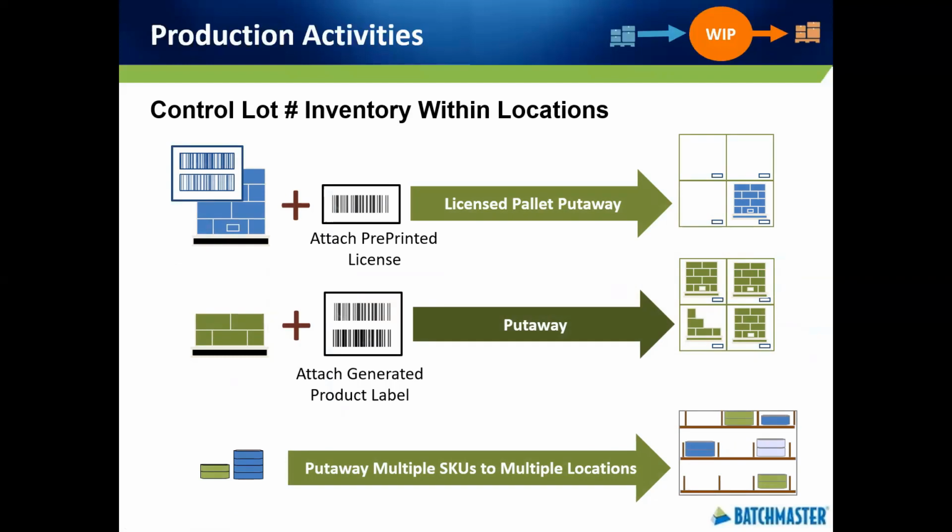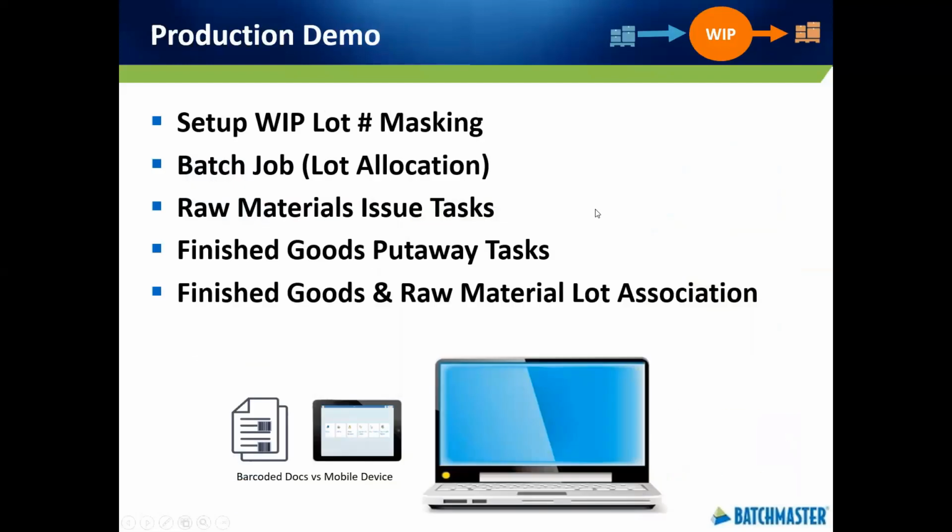Then it's putting away that product in various methods. So with that said, Caleb will pick it up from here. He'll show us how to set up a lot number mask for finished goods coming out of a WIP. We'll look at a batch job, specifically the lot allocation of the best inventory for the job. We'll do a raw materials issue, and that's again to the ingredients and to the packaging materials.